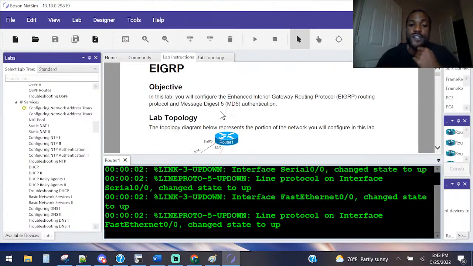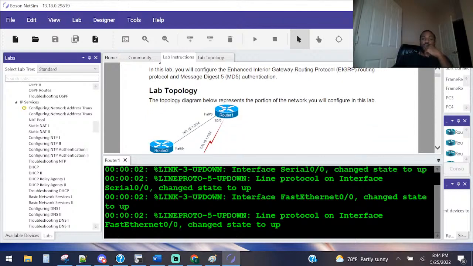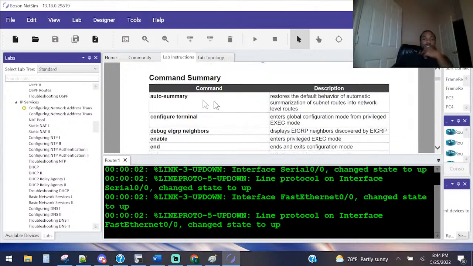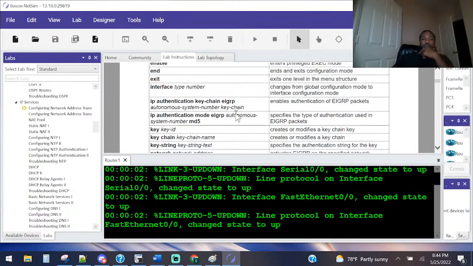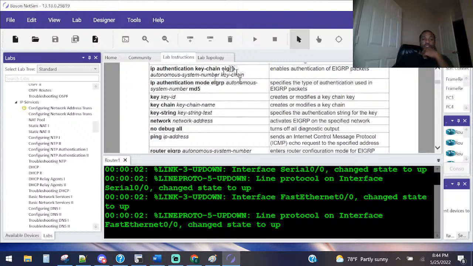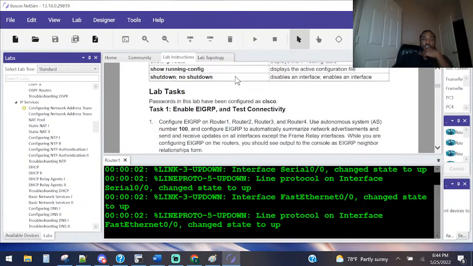And that's what the authentication is for. I think you can do MD5 authentication, and if I'm not mistaken, you can do clear text. I don't remember, or it's clear text only with OSPF. Can't remember. Let's see. Some basic commands right over here. Here is how we set up the keychain and the key strings. That gives me a headache.